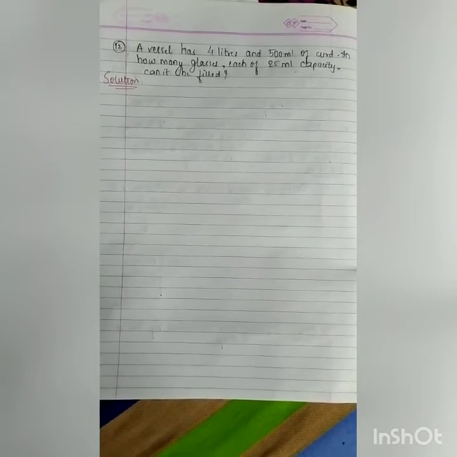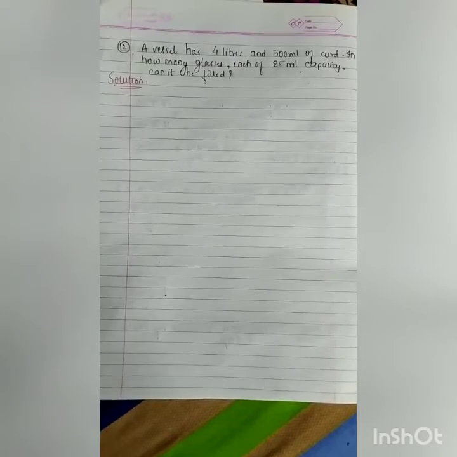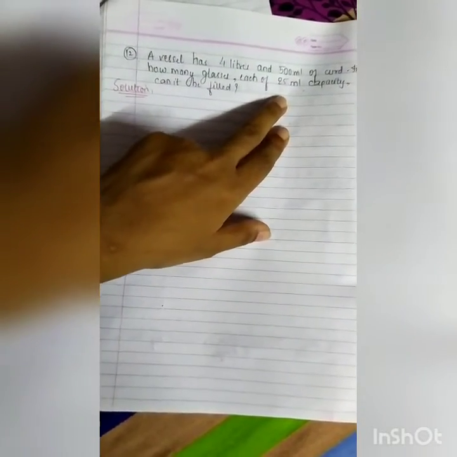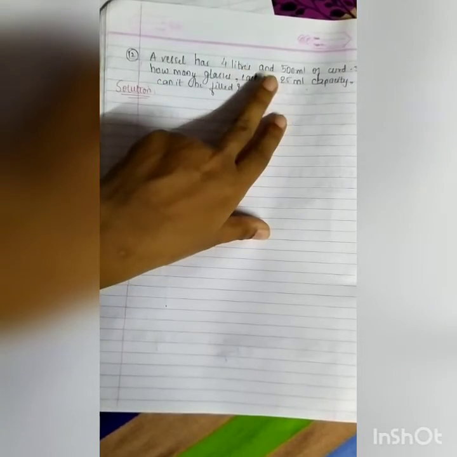Now here is the 12th sum: a vessel has 4 liters and 500 milliliters of curd. So the vessel is having how much? 4 liter and 500 milliliter of curd. In how many glasses, each of 25 ml capacity, can it be filled? Each glass can only be filled with 25 milliliter, and the total is 4 liter 500 milliliter.